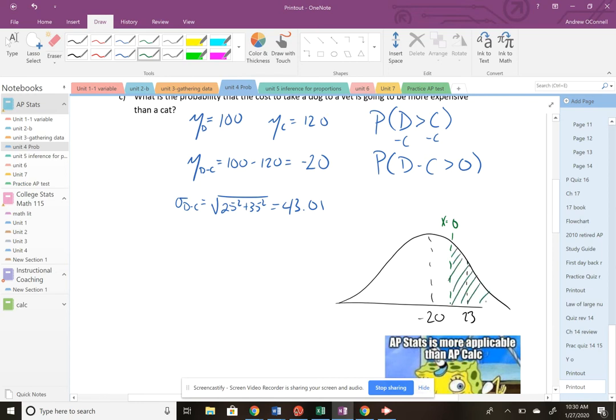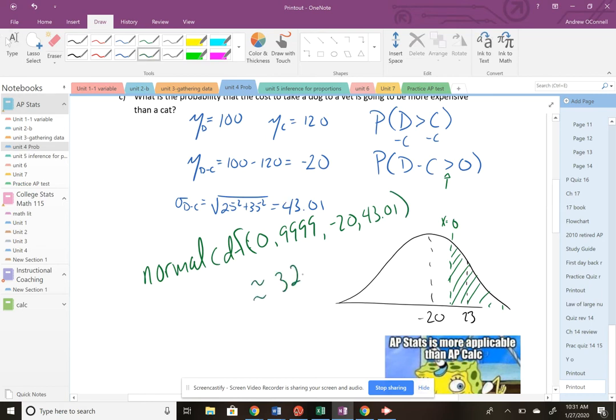So we want to find this probability, judging by that sign, and go to the calculator, normal CDF. The lower bound, the lowest area in the shaded region, is 0. And since it goes off to infinity, we just need an artificially huge number. Mean, negative 20, standard deviation, 43.01. I'm going to trust you know how to press some buttons. That should be right about 32%. All right, moving on.